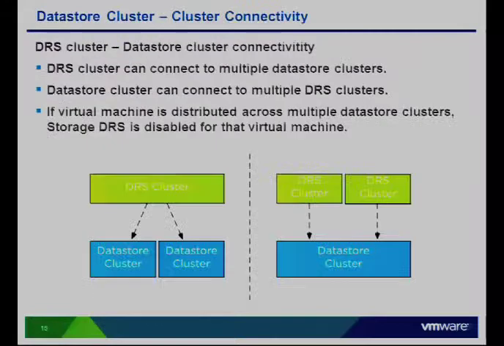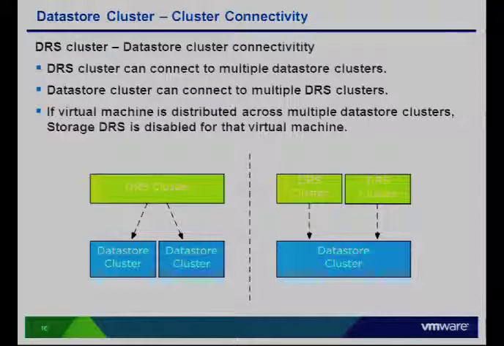Now, I mentioned connectivity. Recently a customer of mine asked, we have a lot of arrays, so what's the best way to set up our Datastore clusters? And we came up with creating for each array a single Datastore cluster, and then we connected all these multiple Datastore clusters to their DRS clusters. Much like you see on the left graphic, one DRS cluster connected to multiple Datastore clusters. This is fully supported and perfectly okay.